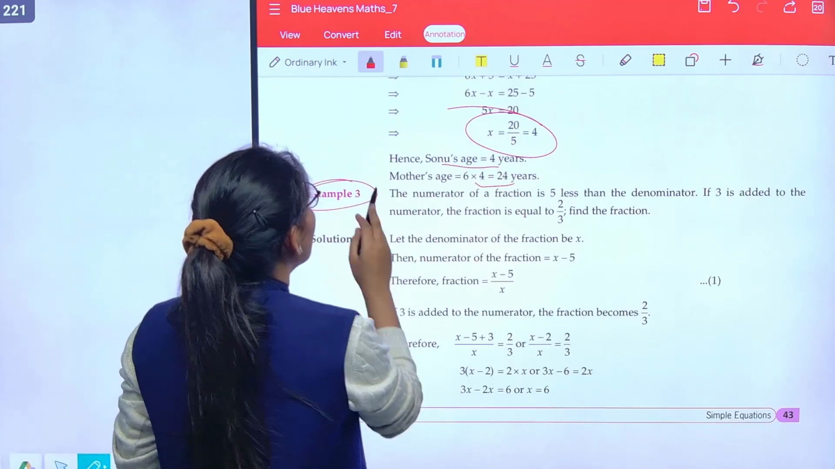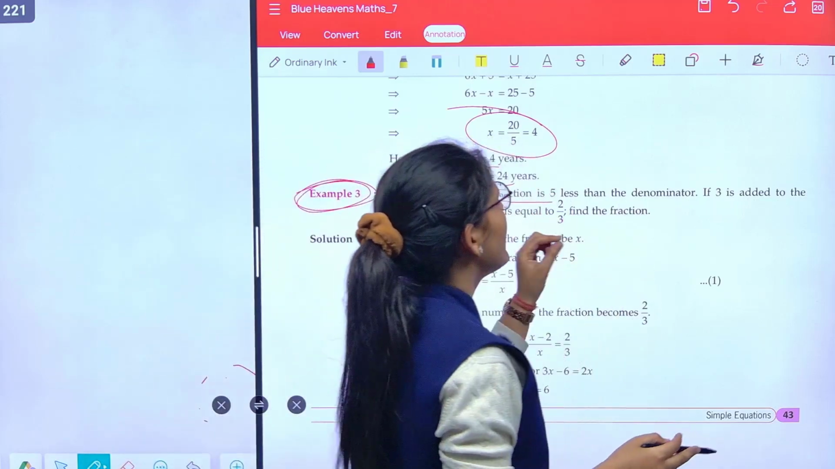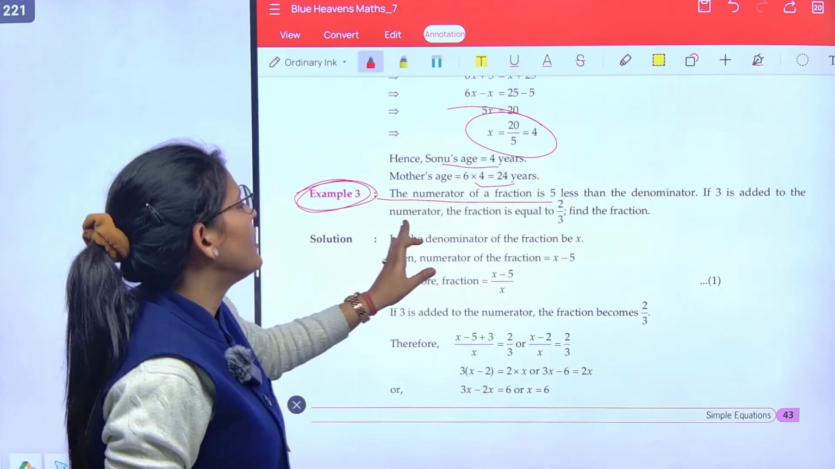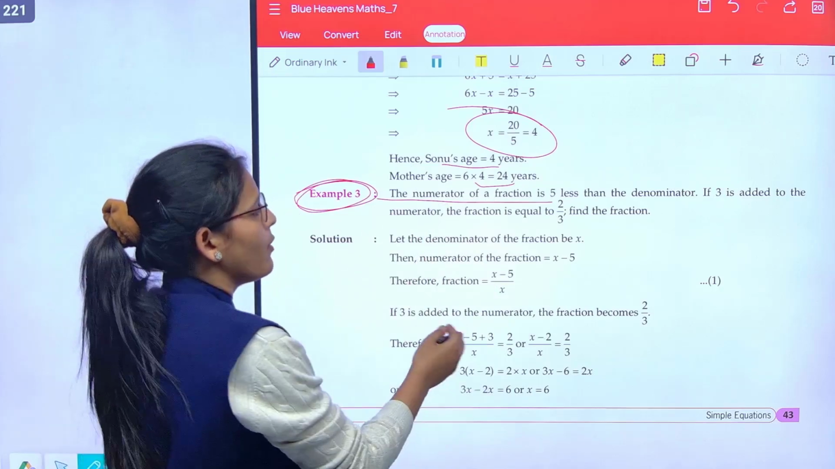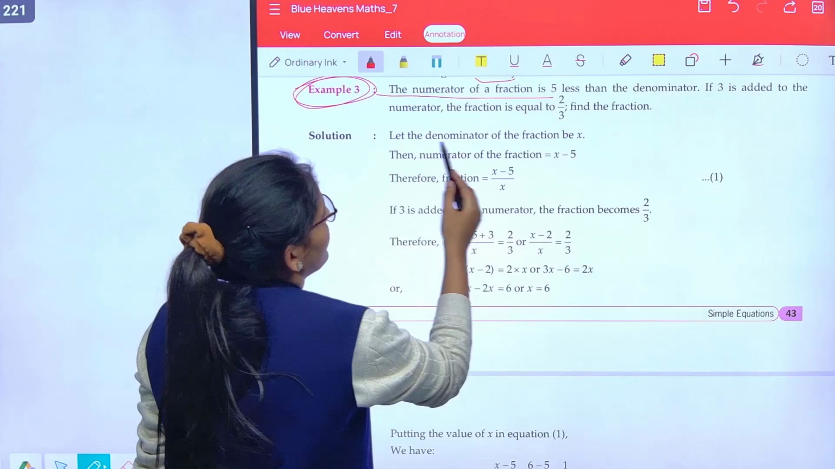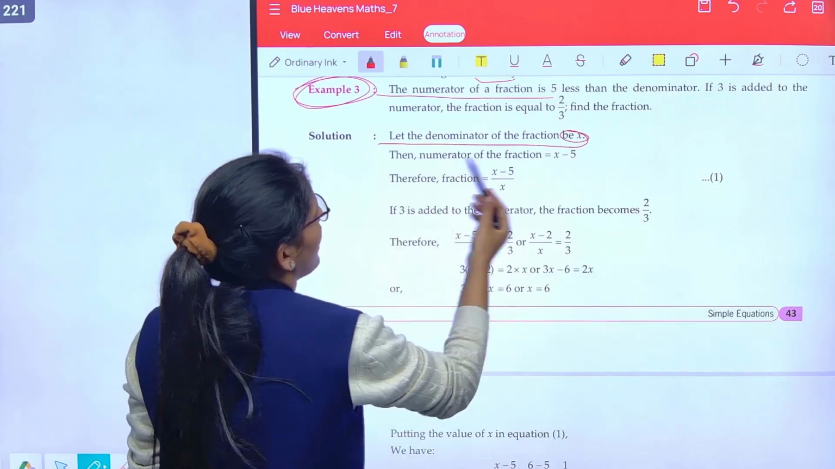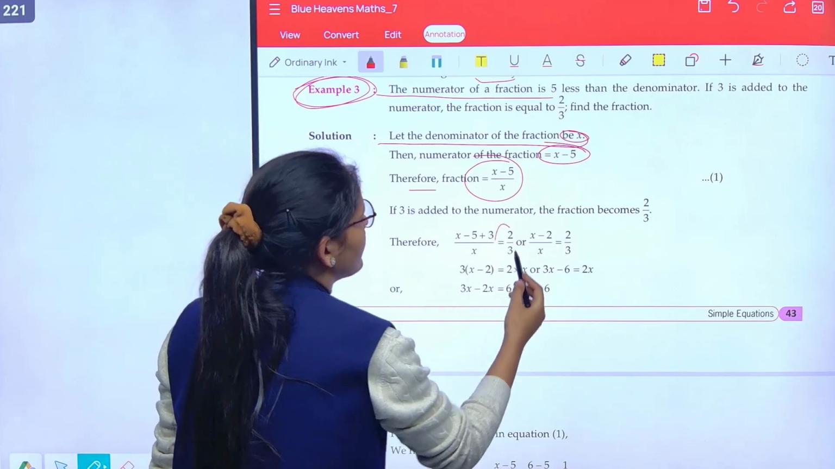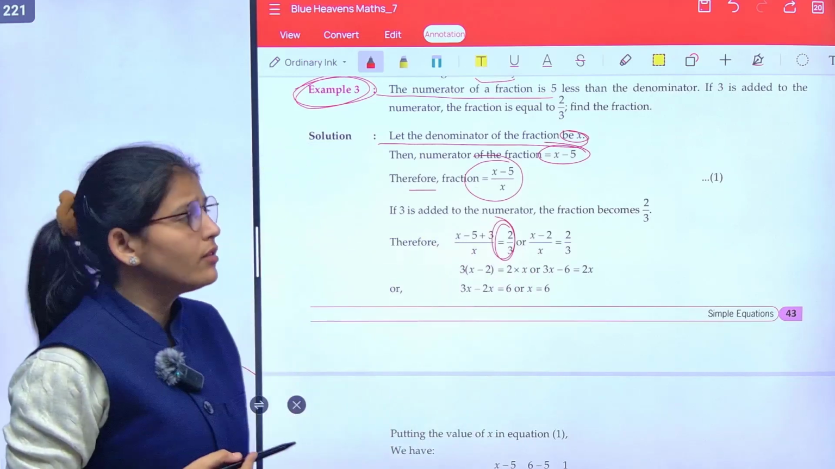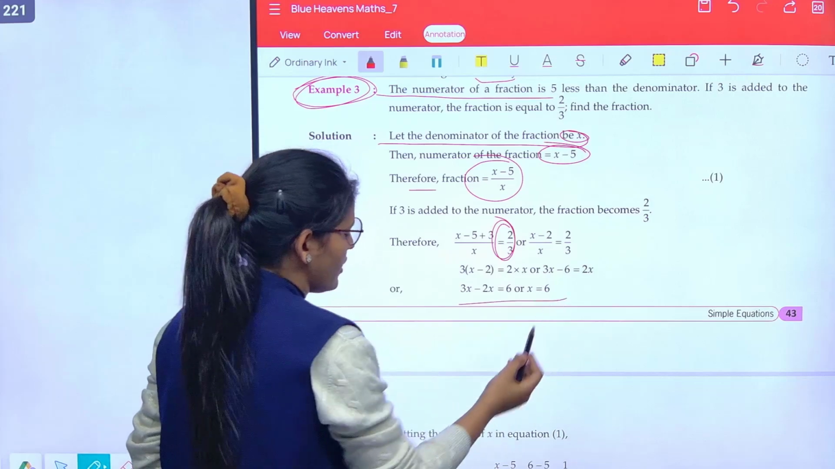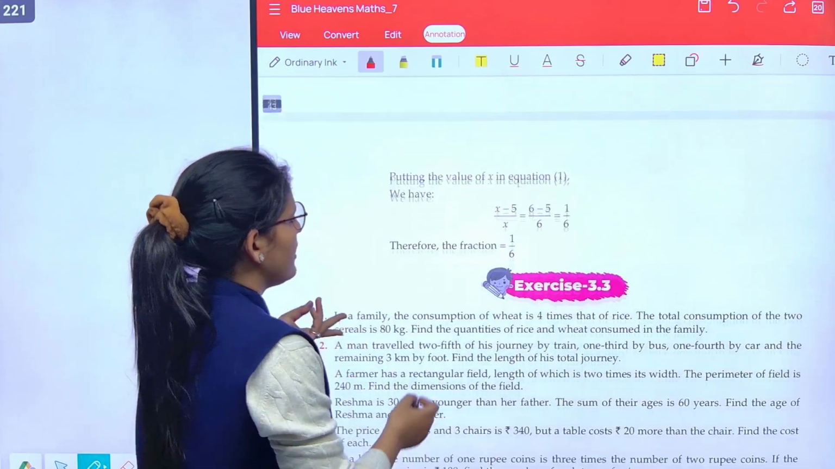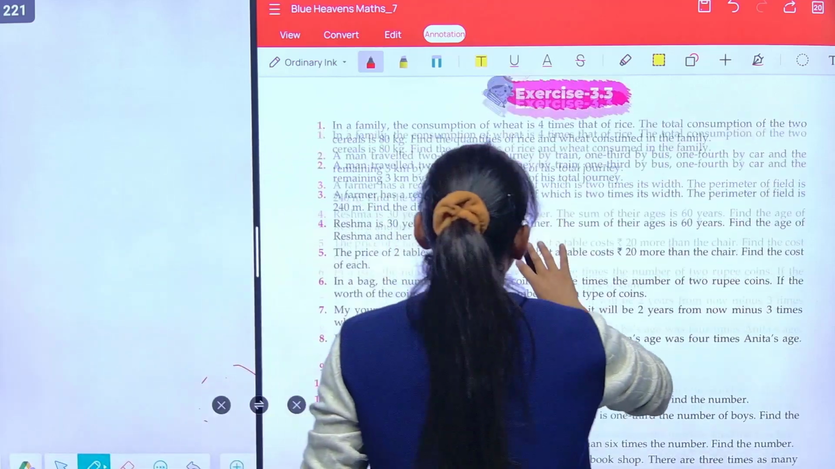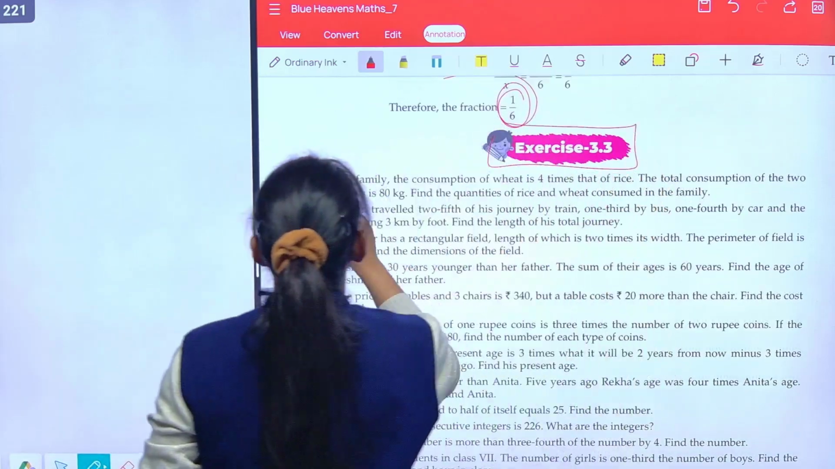Now example number 3. The numerator of a fraction is 5 less than the denominator. If 3 is added to the numerator, the fraction is equal to 2 upon 3. Find the fraction. Let the denominator be x. अब class, उससे 5 कम है, फ्रैक्शन क्या होगा ये, और उसको हम equal में रख देंगे 2 upon 3 के. Then हम उसको solve out करेंगे, that is class, so fraction is 1 upon 6. Come on, exercise 3.3 question number 1.